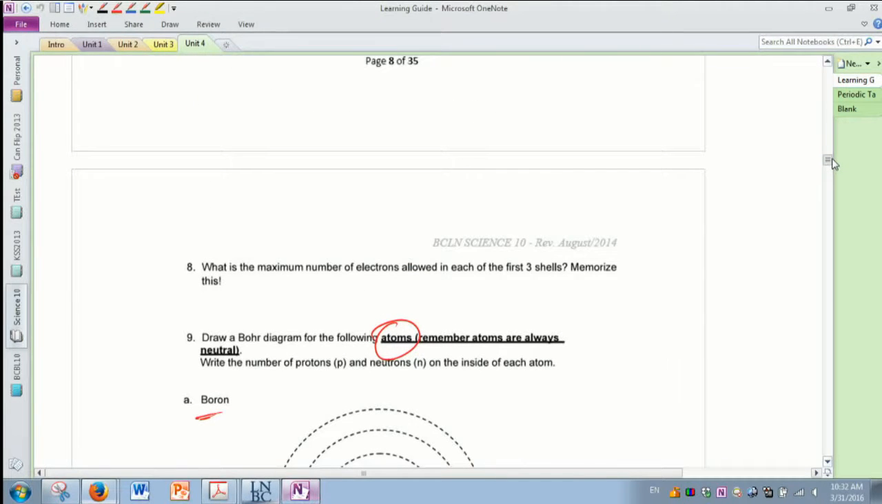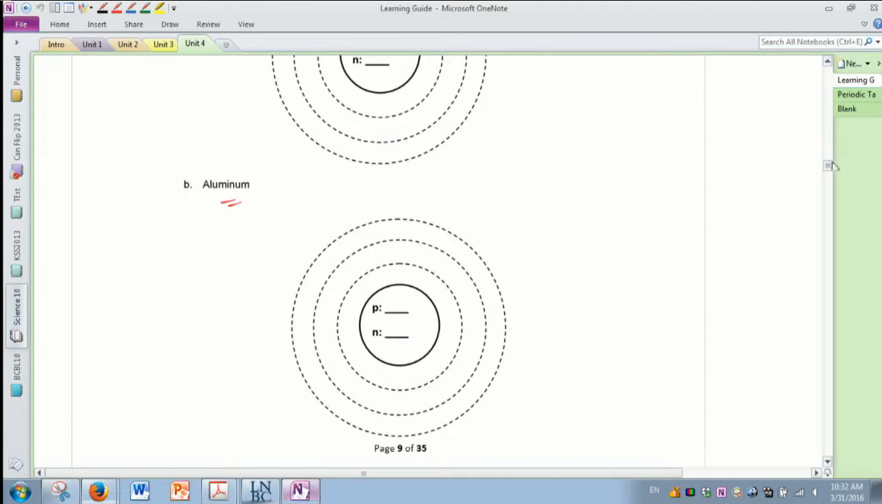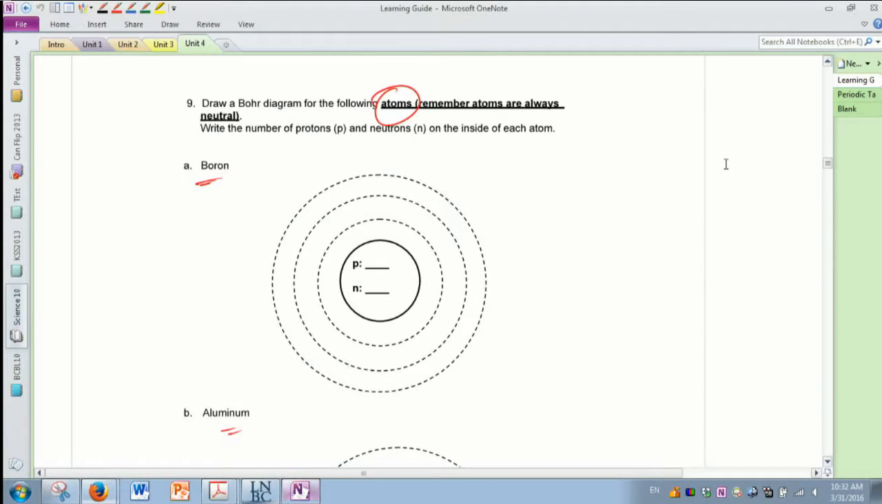Draw Bohr atoms, write the protons, neutrons inside. Max number of electrons allowed in each shell. Am I on the wrong page here of the learning guide? At the top of the page, what does it mean for relative mass?